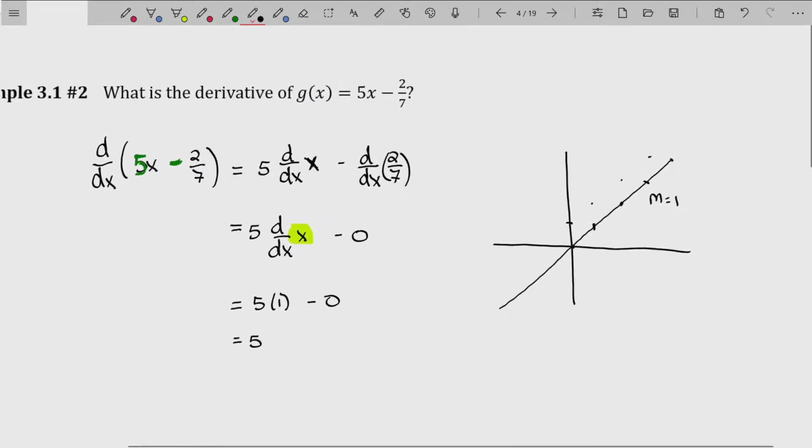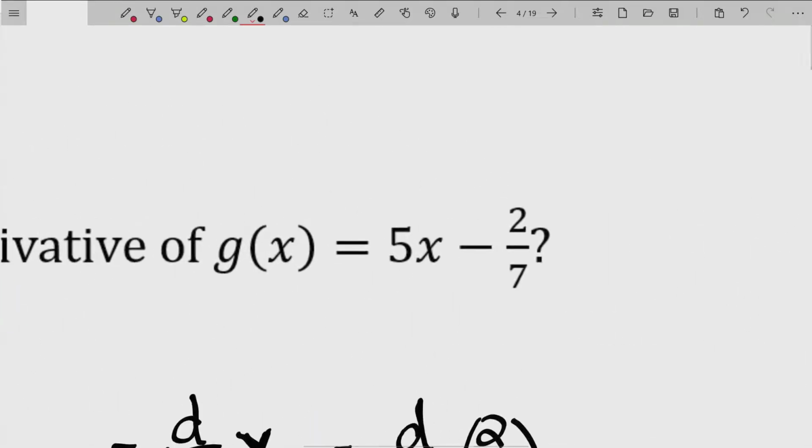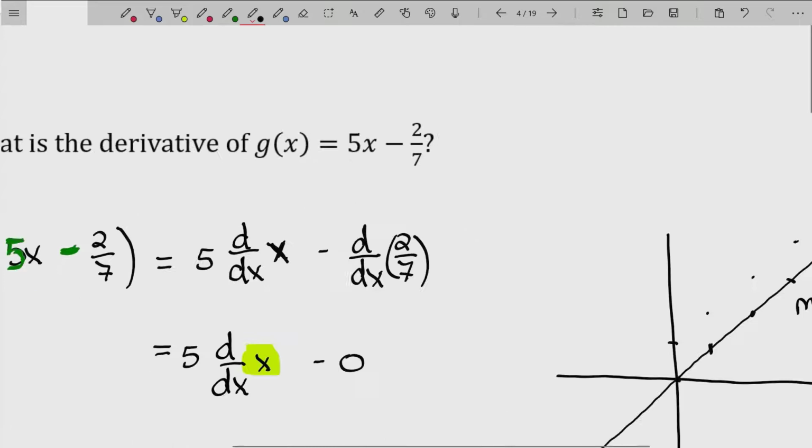Note, use more logic here. g of x is a line with slope 5. So when I ask you what's the derivative of a line of slope 5, it's just the slope, 5. It's always got a slope of 5. Everywhere, for any given x value, the slope of that curve is always 5. The slope of the tangent lines to that curve are always 5.